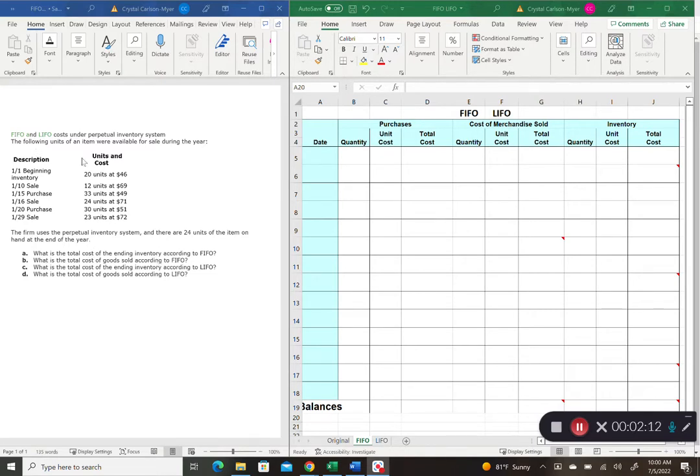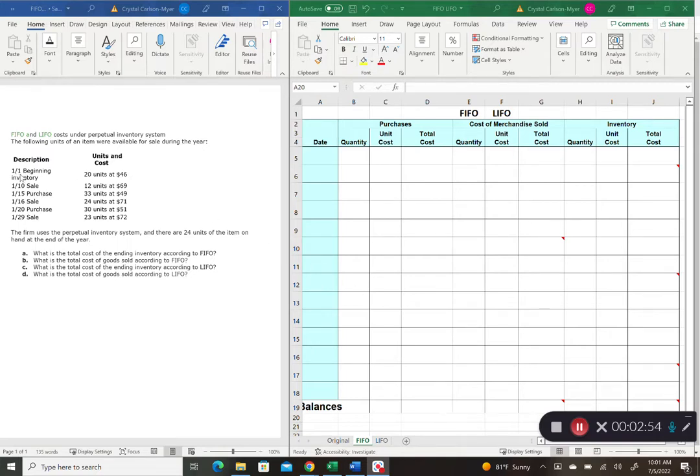In my problem, I have different types of transactions going on through the month of January. It says there are 24 units of the item on hand at the end of the year, and we're using the perpetual inventory system. If they're asking for the periodic inventory system, this type of problem would not apply, so make sure to cover the rules for the periodic inventory system also. For part A, they want the total cost of the ending inventory according to FIFO, the cost of goods sold according to FIFO, and then the ending inventory and cost of goods sold according to LIFO. So let's get started with this problem.